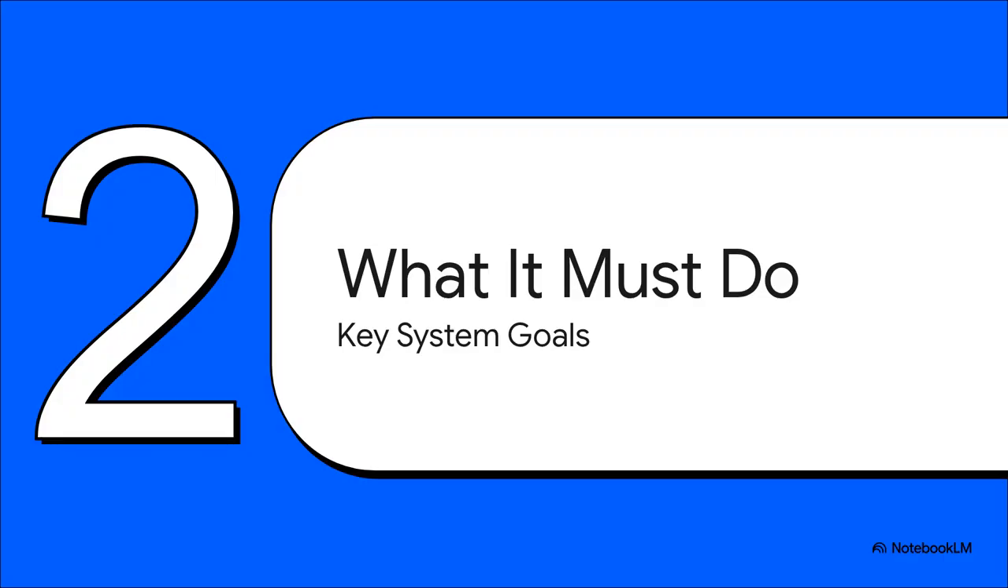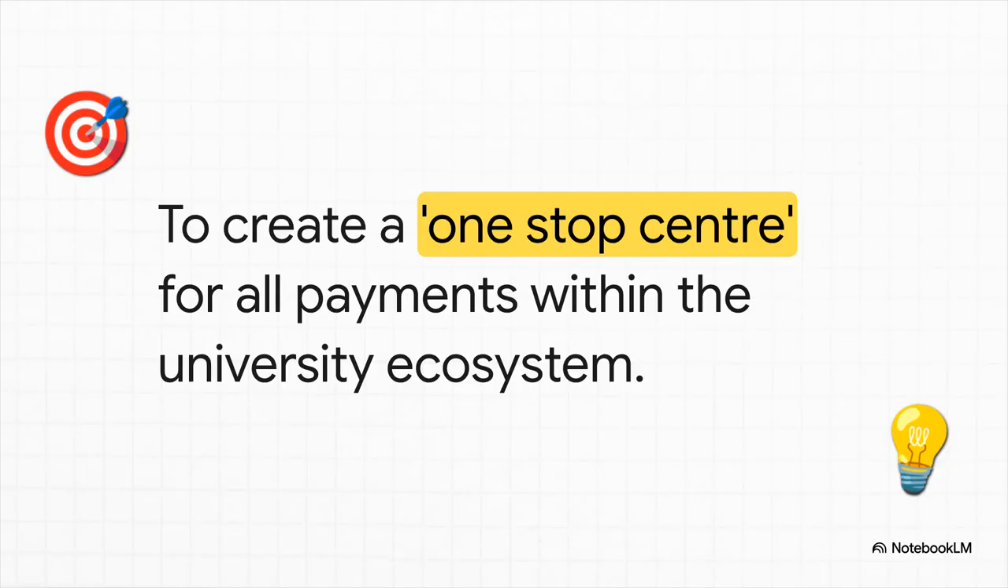Okay, so let's actually dive into this blueprint and see what this system needs to do for the people who are going to use it. What are the big ticket items here? What does this thing actually have to do? So the big picture goal, the vision they're aiming for, is to create a single, central place for every single kind of payment you could imagine at the university, right? No more jumping around between 5 different websites just to pay your bills.